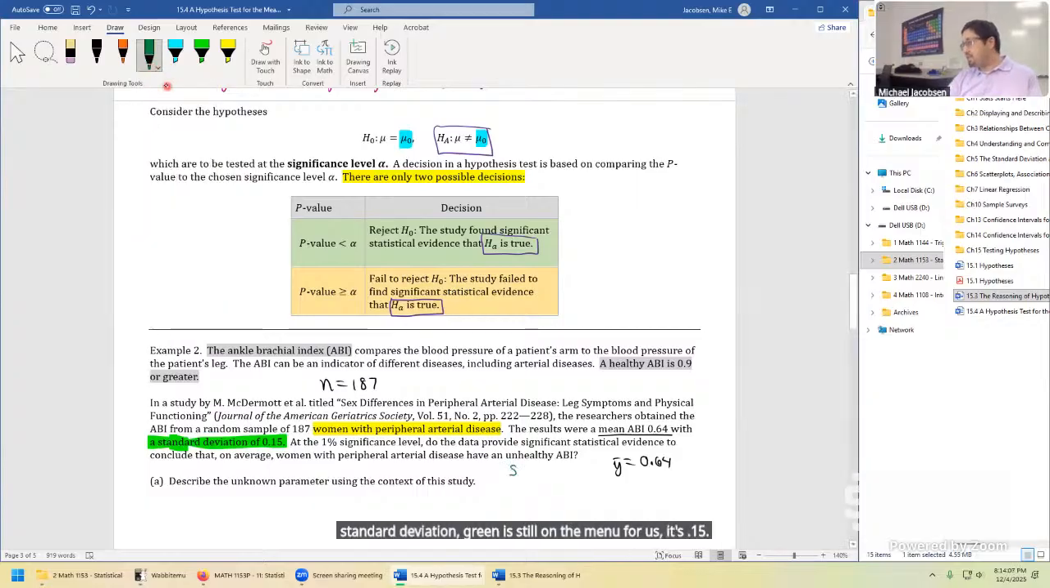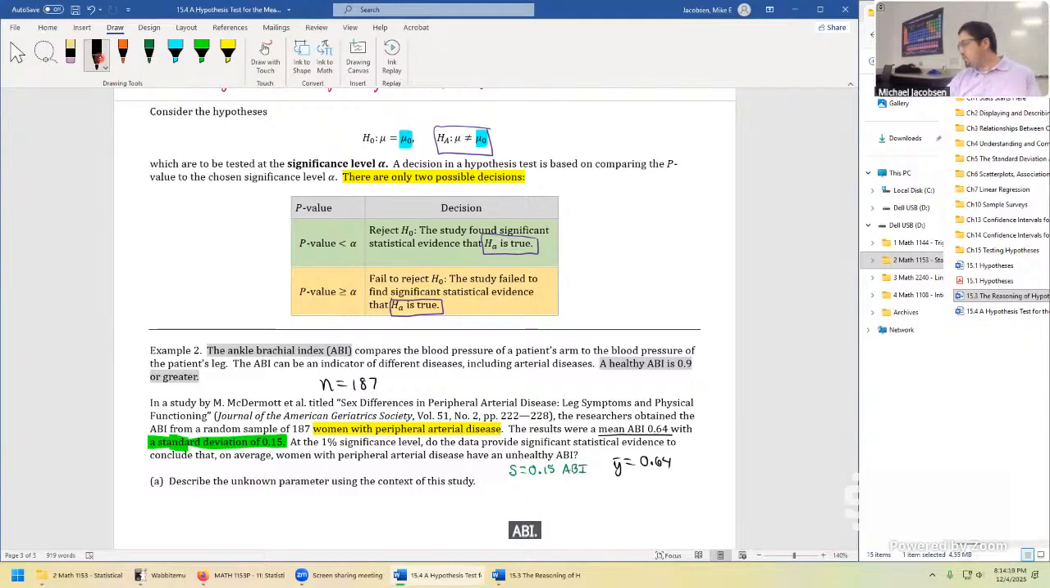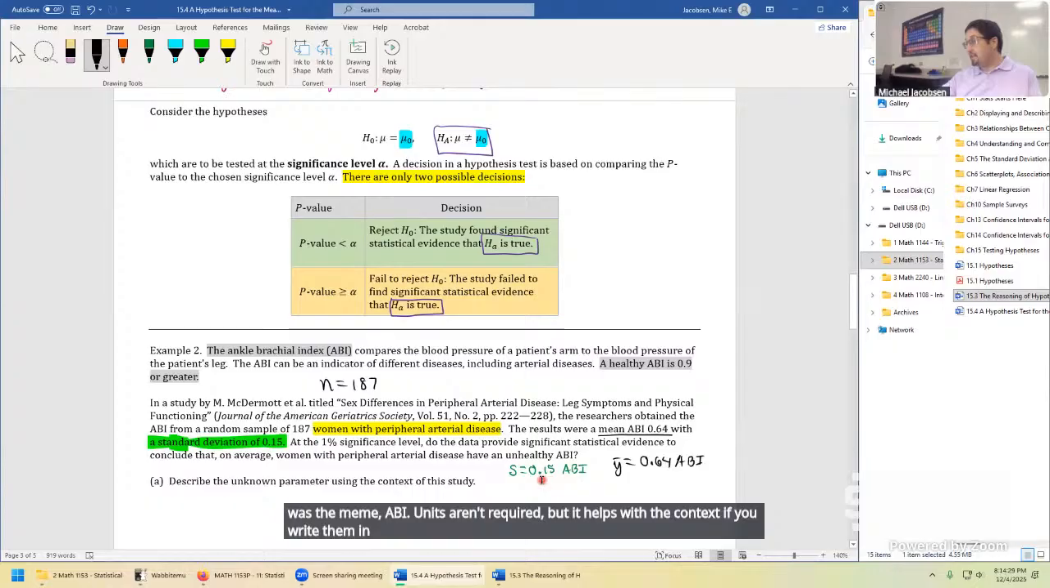That's going to be s, because the standard deviation of the sample is 0.15, and this is for an index, ABI. And the 0.64 was the mean ABI. Units aren't required, but it helps with the context if we write them in. When it comes to quantitative data, our statistics maintain the units of the data.